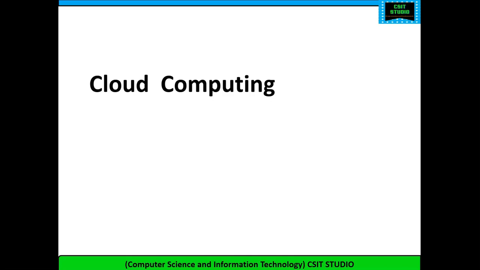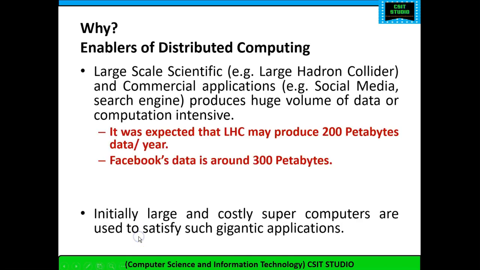Basically, cloud computing is a kind of distributed computing where we use multiple computers to perform some processing. And why are we using distributed computing or multiple computers? Because there are some enabler applications, and I'm calling them enabler applications because they are quite large or huge, either because they produce a very large amount of data or because they are computationally intensive.